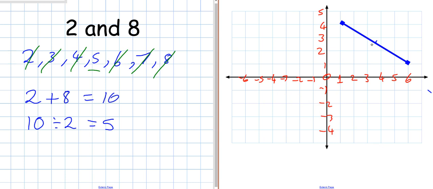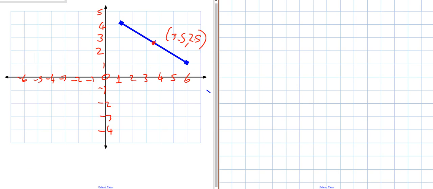So if I was measuring, I'd find that my midpoint is on here, the coordinate (3.5, 2.5). But let's do it with numbers and do it mathematically, calculating using an average method. So I find the coordinates of the points at either end of the line: I've got (1, 4), and the other end of the line would be (6, 1).